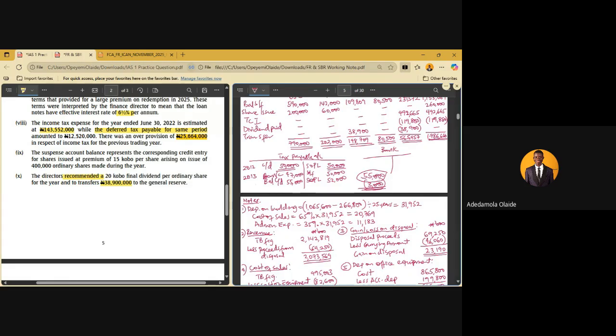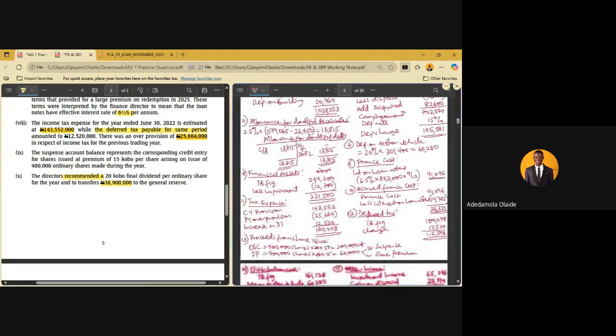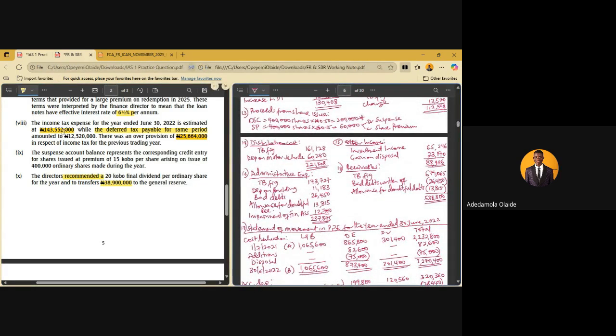So what am I saying in essence? Even though the tax expense estimated for the year is 143,552, because they over provided in the previous year, what should go to their SOPL should have been the 143,552 minus the 25,664. I don't know if we understand.